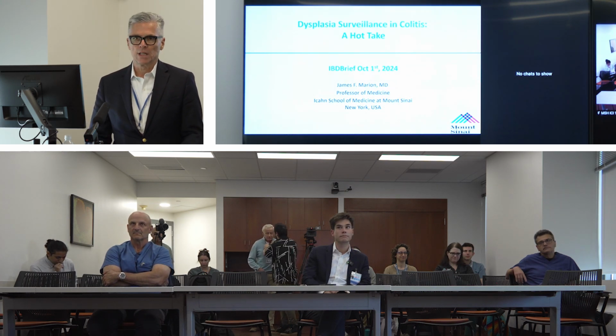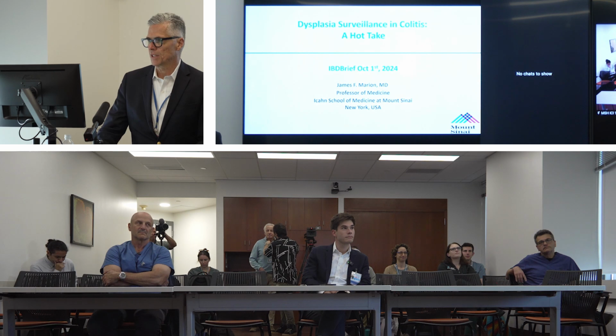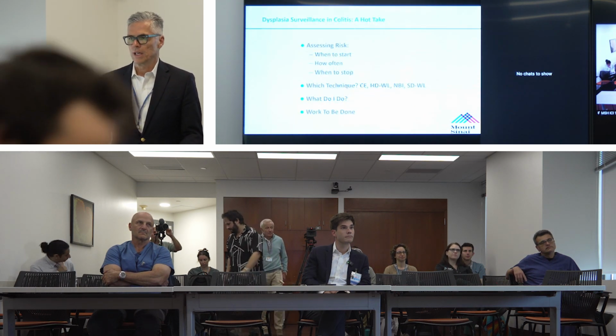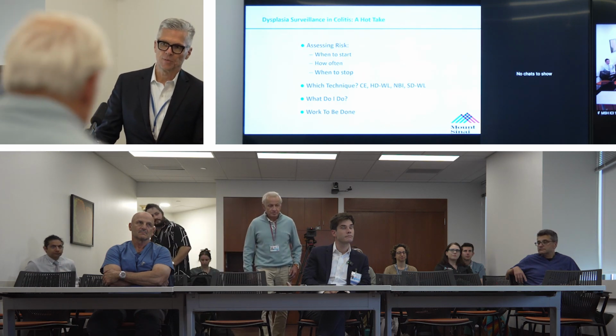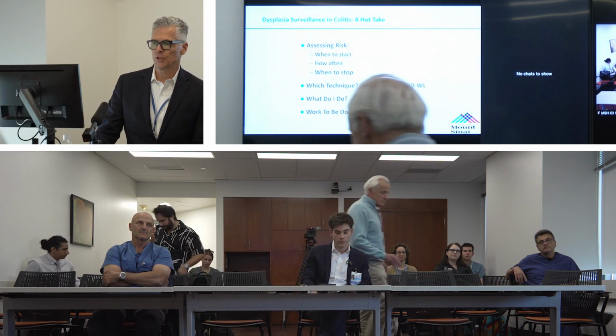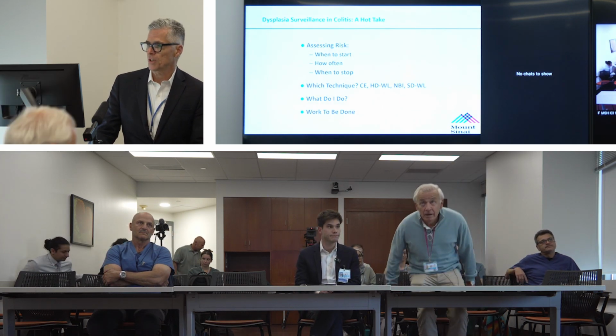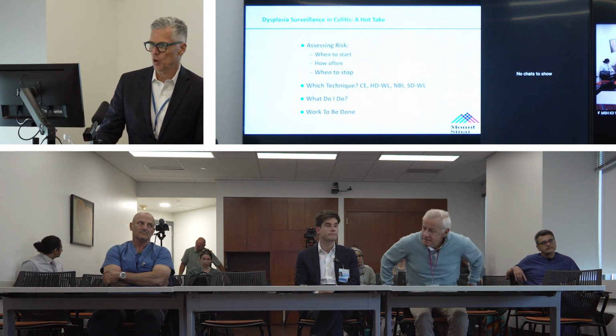So I want to get started. Hot take: dysplasia, surveillance, and colitis. The key here is assessing risk for these patients with colitis, and how often should we be scoping them? Actually, when should we start to scope them? How often should we scope them? When should we stop scoping them?